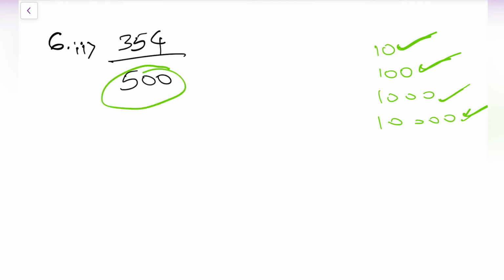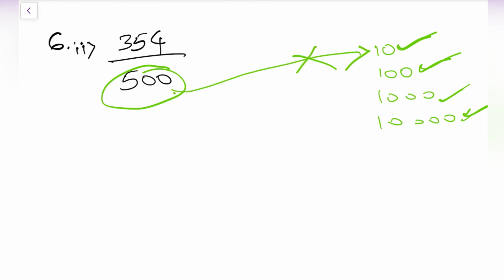The second question we have is 354 divided by 500. Now, as I said previously, in the denominator, if the numbers are in the form of 10, 100, 1000, 10,000 like this, it will become very easy to do the calculation. So here we have number 500. Let us check. In 500 table 10 will come?